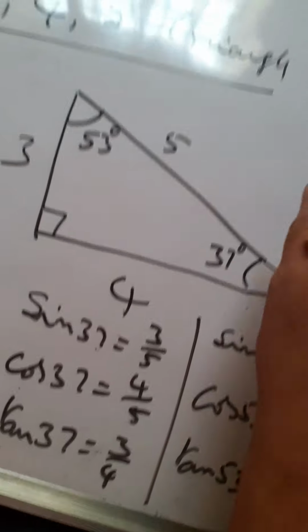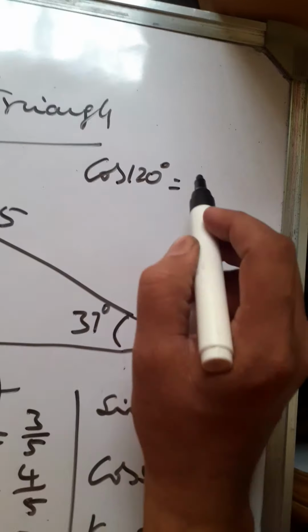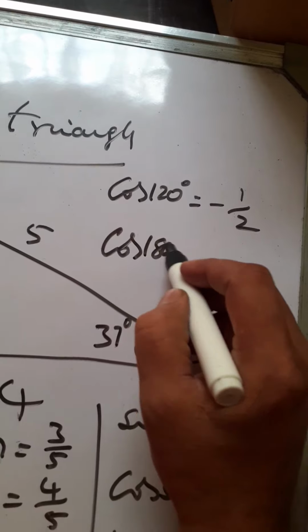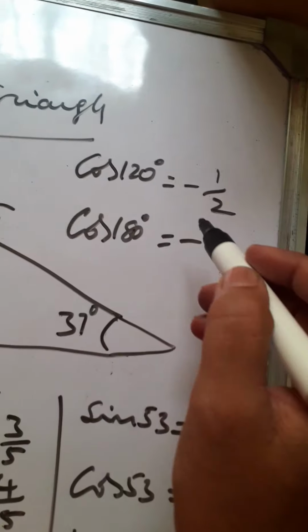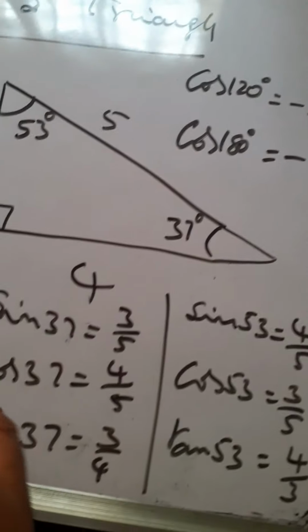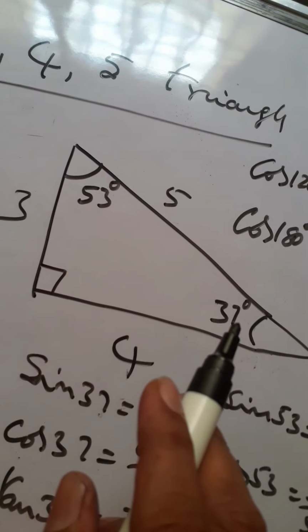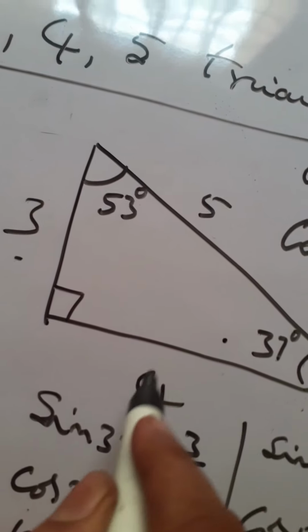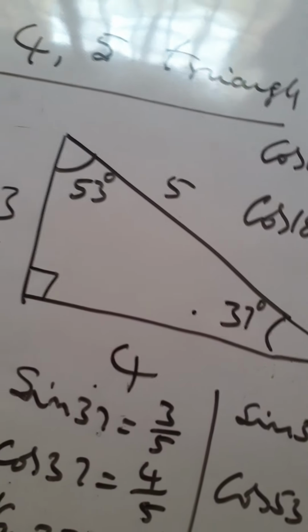Other than these, mostly we use cos 120 degrees. How much do you know? Minus 1 by 2. Cos 180 is minus 1. So if you remember these values, problems become easy. So, the 3, 4, 5 triangle. And how to remember the angles? Opposite to the smaller side, small angle. Larger side, large angle. Like that also you can remember. Okay? Where do we use this in physics?